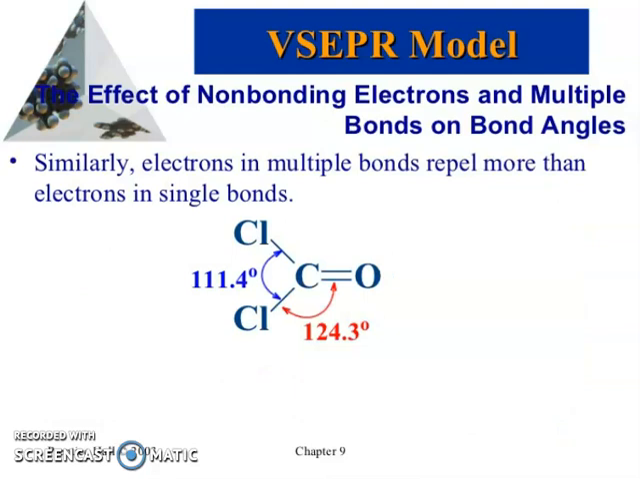So, similarly, electrons in multiple bonds repel more than electrons in single bonds. So, you can see 111.4 degrees in single bonds and 124.3 degrees between a double bond and a single bond.